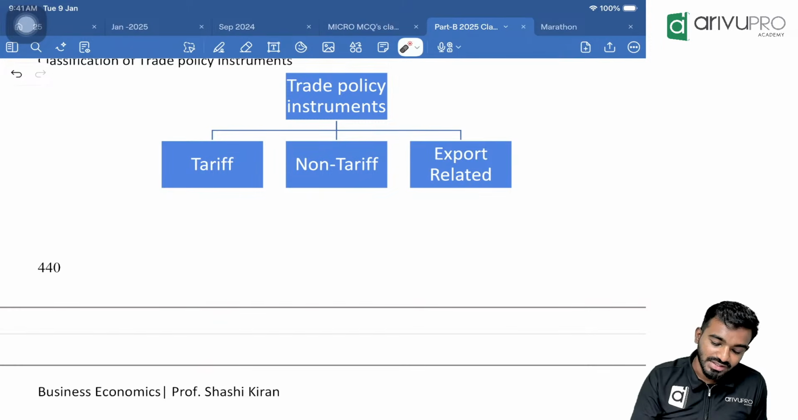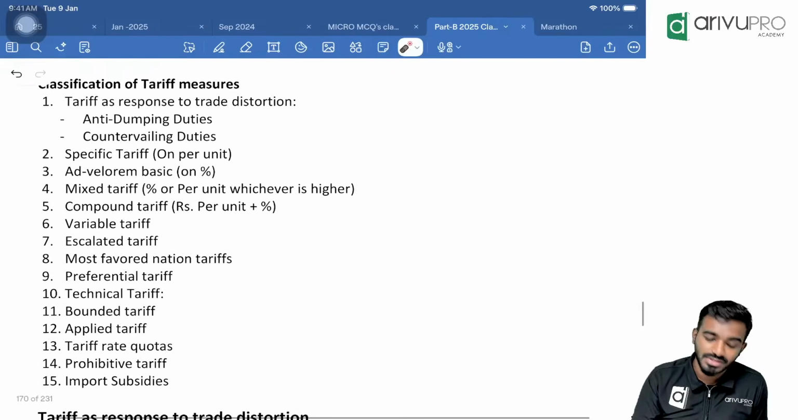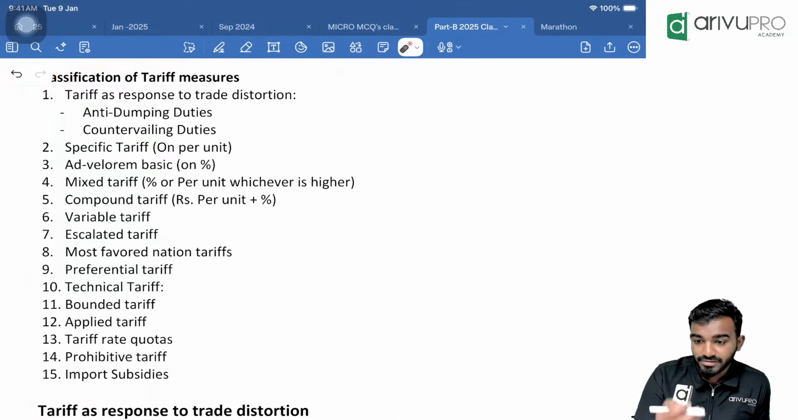In this whole chapter, the main concepts are tariff measures, non-tariff measures, and export related measures. These are the three measures. Tariff means taxes, visible measure. Non-tariff means rules and regulations, invisible measure. And export related measures. In that, the very first one, tariff measure, visible measure. There are 15 types of tariff. From these 15 types, anywhere the question can come, and all 15 are easy.